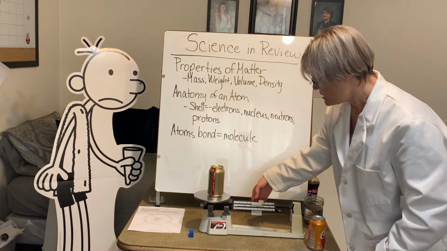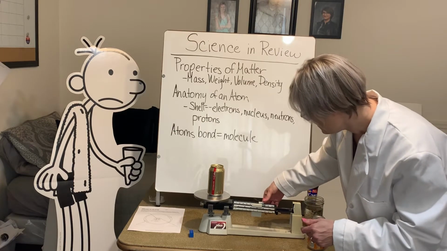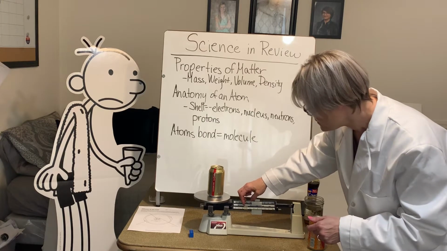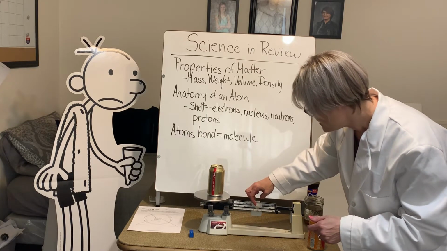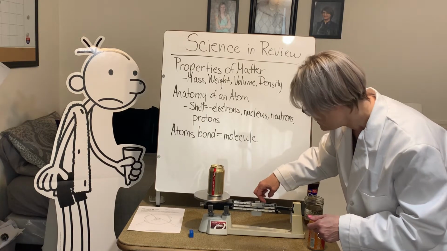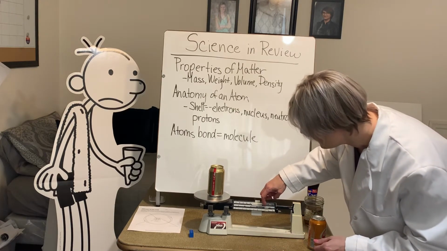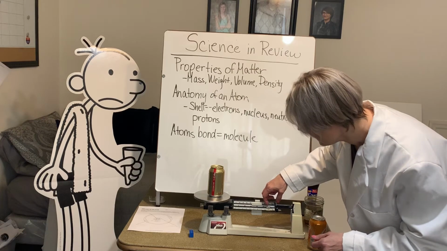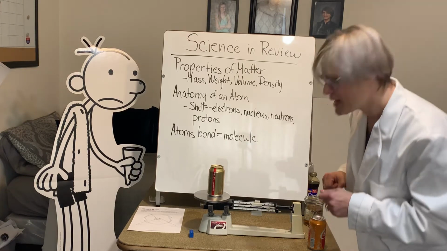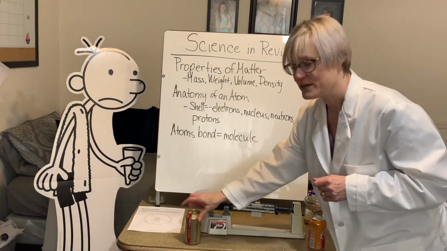I've got 360, 370. It's moving. Oh, wait a minute. 370 is too much. 360. Let's go ahead and try. I've got 366. It's starting to move. 367. 368. Okay, 368 and 8/10. So about 369. So about 369 for the Diet Coke.